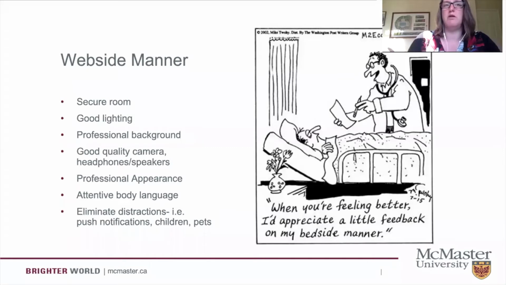So you want to be in a secure space, meaning that health information isn't going to be transmitted or shared with others without patient consent. You need to have some good lighting, a professional background, good quality camera, speakers and headphones, and setting the camera up so that it appears like you are looking at the person. So having the camera in front of you so that when you're talking to the person rather than looking off to the side. Having a professional appearance, attentive body language, not looking like you're documenting while you're talking to the patient, and eliminating noise and distractions if possible.